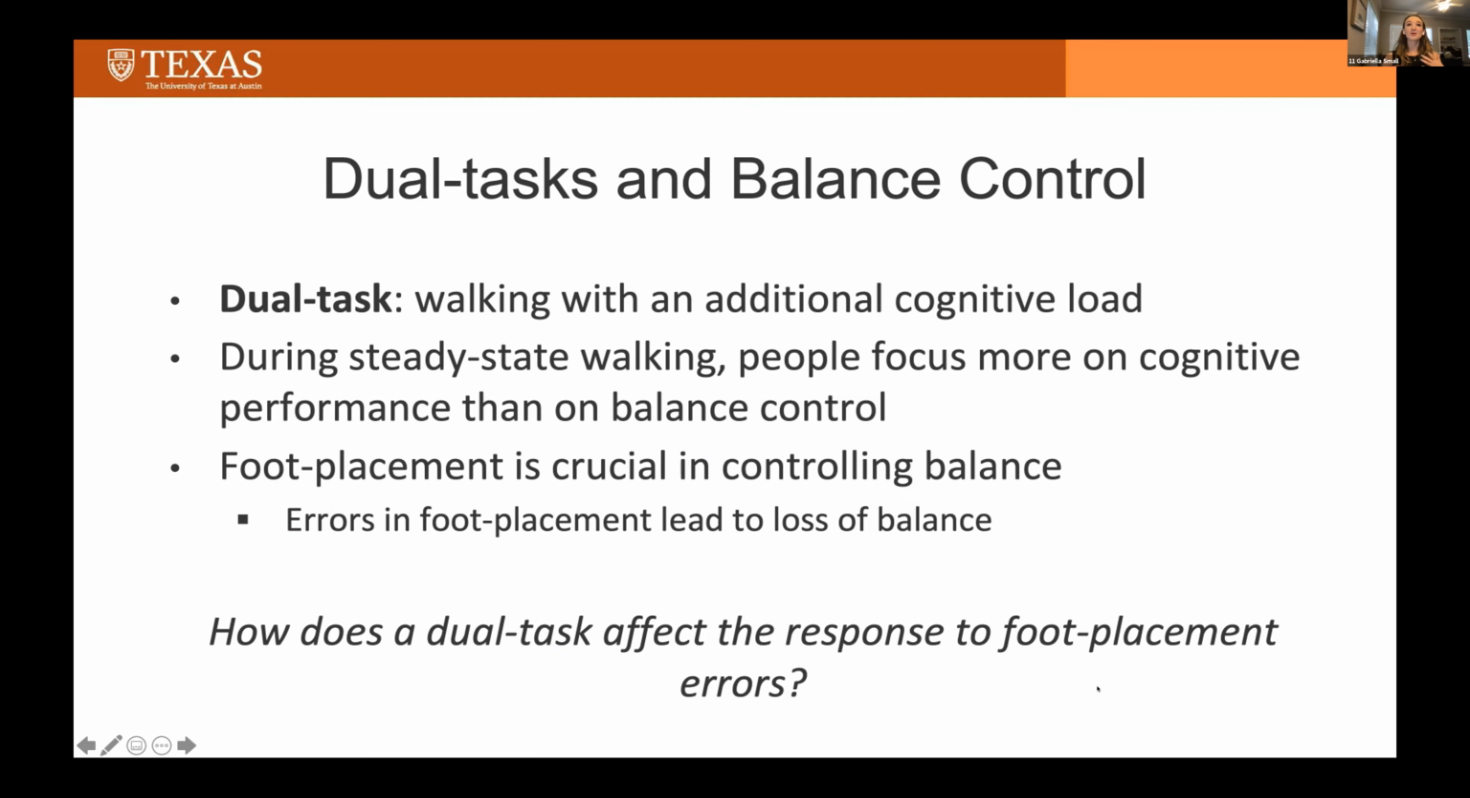In order to successfully perform activities and move around in your everyday life, you have to maintain control of your balance. Dual task studies often combine steady state walking with an additional cognitive load to assess their influence on gait performance and balance. Our previous study found that when confronted with a challenging cognitive load while walking, young healthy adults actually prioritize and focus more on their cognitive performance at the expense of their balance control. We also know that foot placement plays a critical role in balance control, with any errors in foot placement leading to a loss of balance. But how dual tasks influence the response to foot placement errors is still unclear.